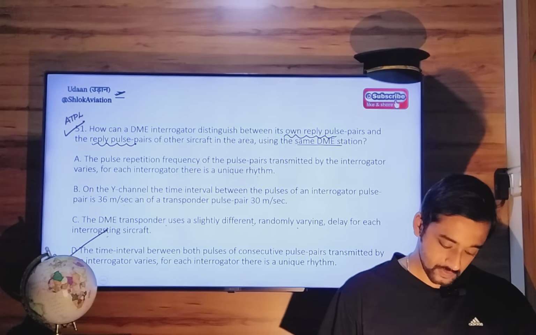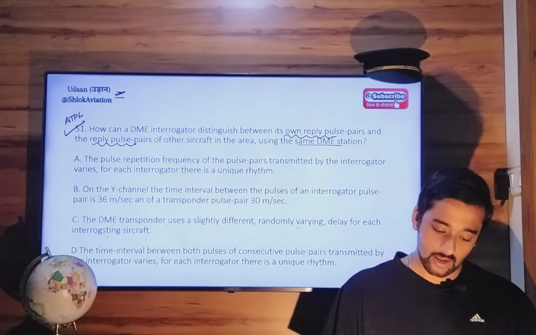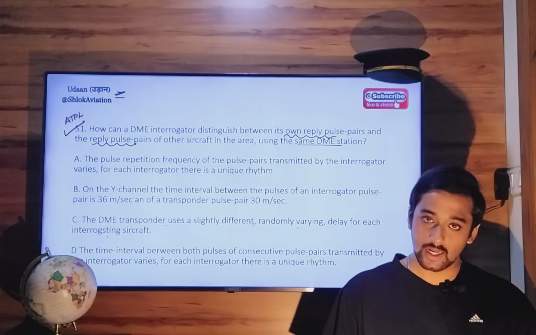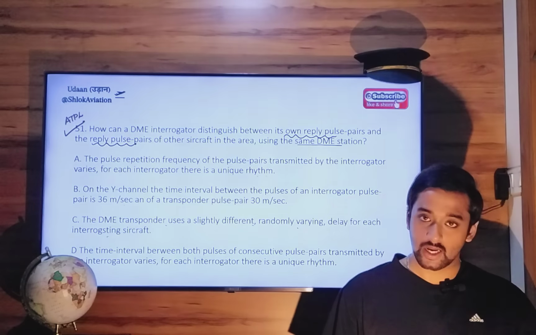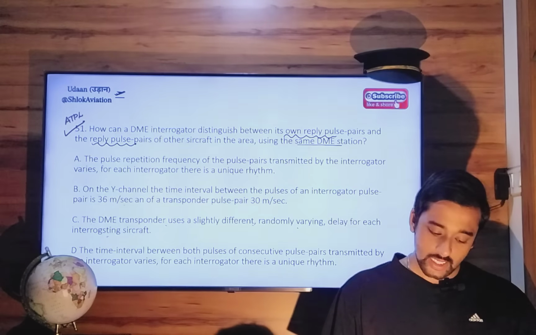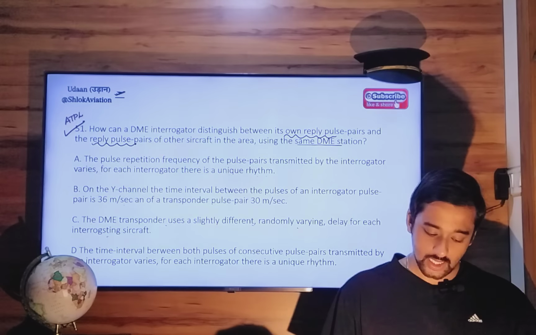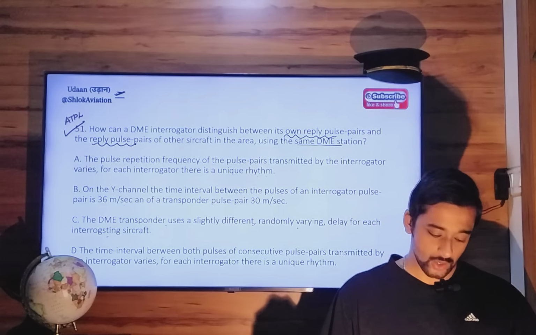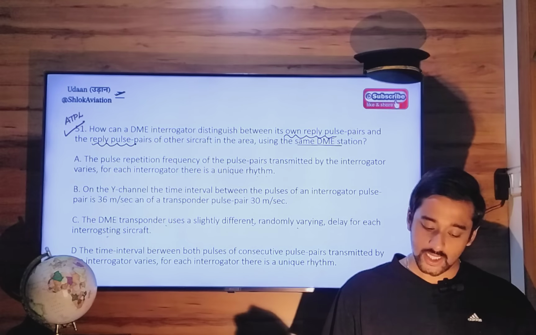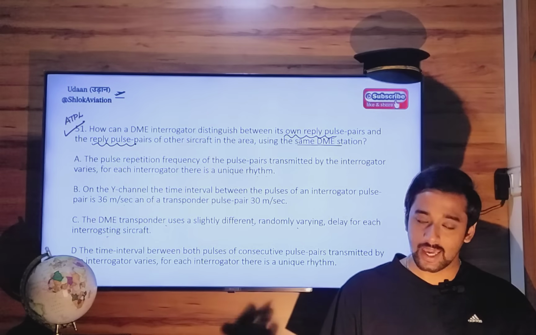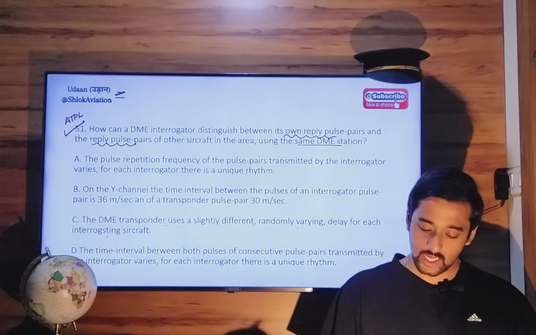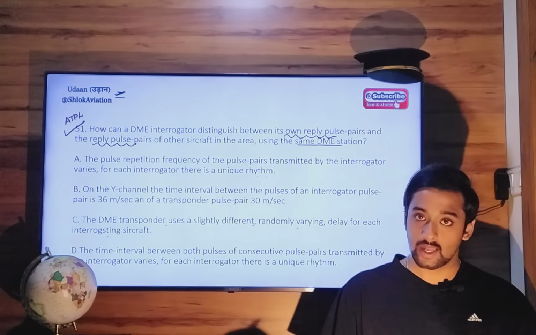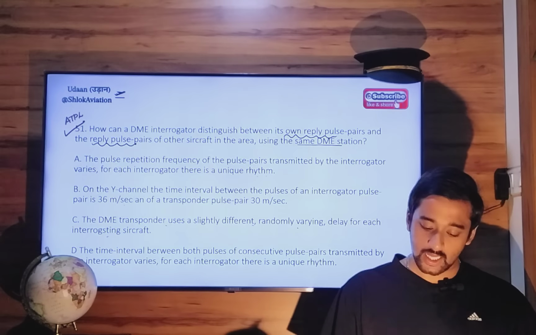Okay. The pulse repetition frequency of the pulse pairs transmitted varies for each interrogator. There is a unique rhythm. On the Y channel, the time interval between the pulses of the transponder is so and so. The DME transponder uses a slightly different varying delay. The time interval between both pulses of consecutive pulse pairs transmitted by the interrogator varies. For each interrogator, there is a unique rhythm.